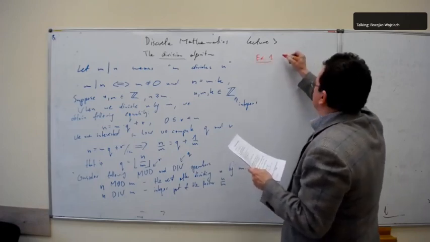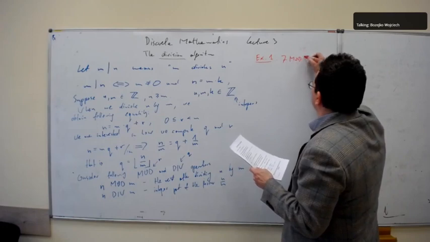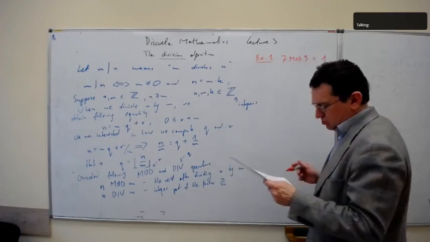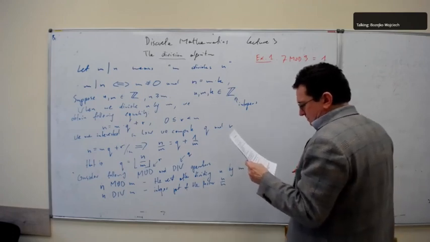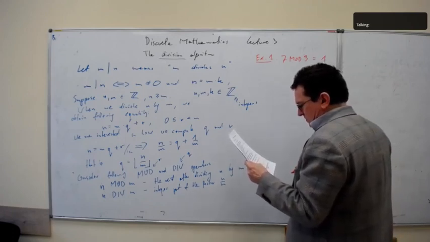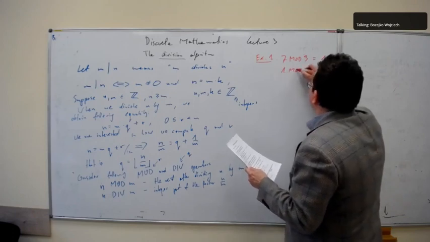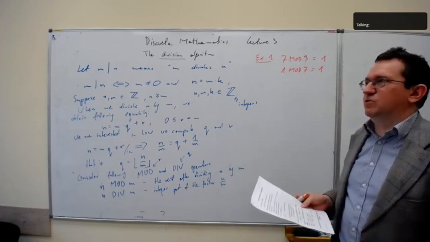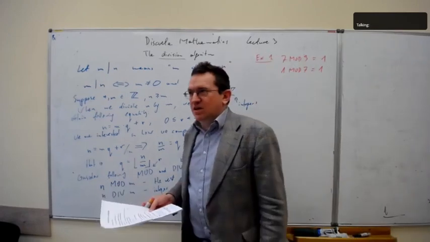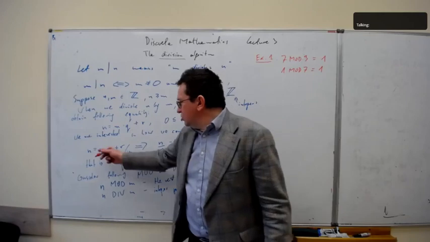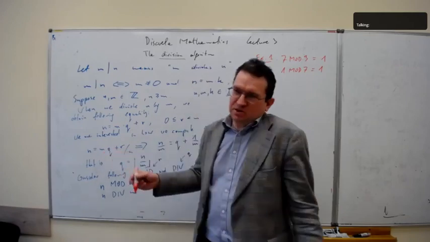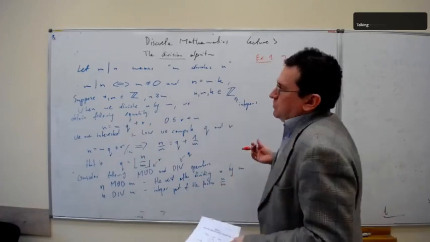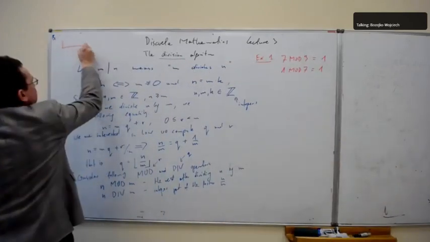1. So 7 modulo 3 will be 1. This is the rest. 1 modulo 7 is 1, because this is the rest from dividing 1 by 7. If we divide 1 by 7 in integer numbers, q is 0, because this is 0 times we can place 7 inside. Because the intuition is quite nice.